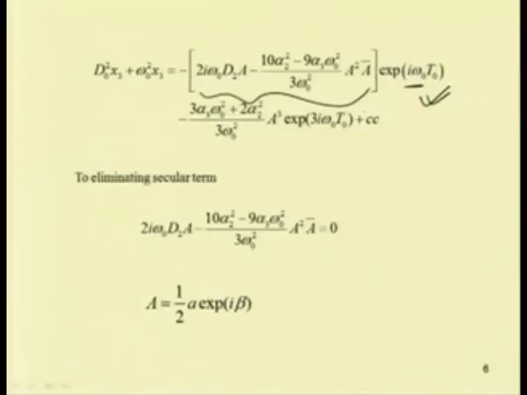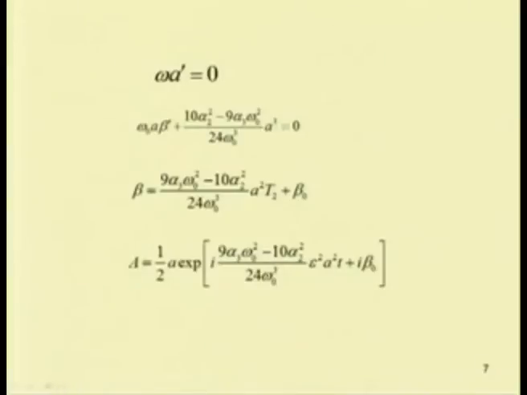Now, substituting a equal to half a e to the power I beta in this equation and separating the real and imaginary parts, one can get these two equations: omega a dash equal to 0, and omega 0 a beta dash plus 10 alpha 2 square minus 9 alpha 3 omega 0 square by 24 omega 0 cube a cube equal to 0. For steady state, we substitute a dash and beta dash equal to 0. From this equation one can know that a dash equal to 0, so a is not a function of t 0 and t 1.